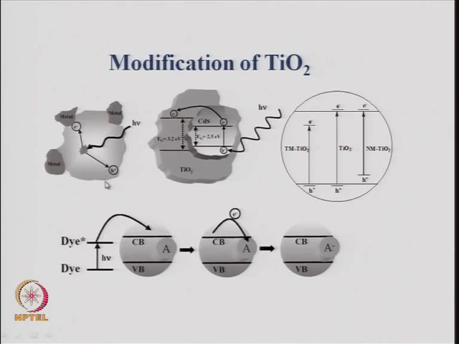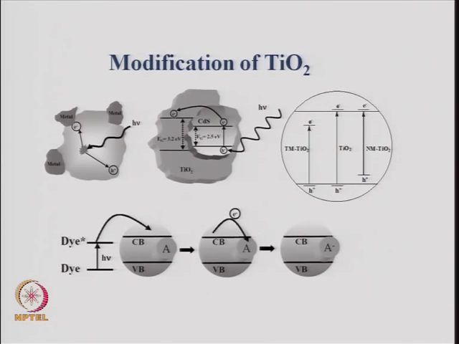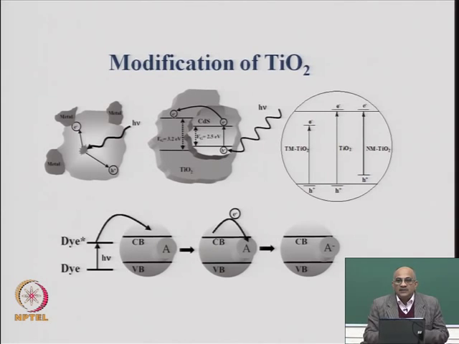So, three particular cases we looked at: metal doped modification of TiO2, semiconductor doped modification of TiO2, and then organic dye doped TiO2, which we call dye sensitized solar cells, a very important area in which you are using a dye to start this mechanism of the electron being generated and then the electron and hole being separated.